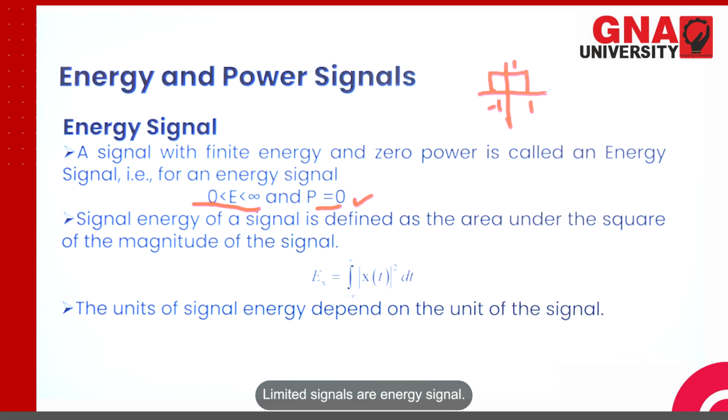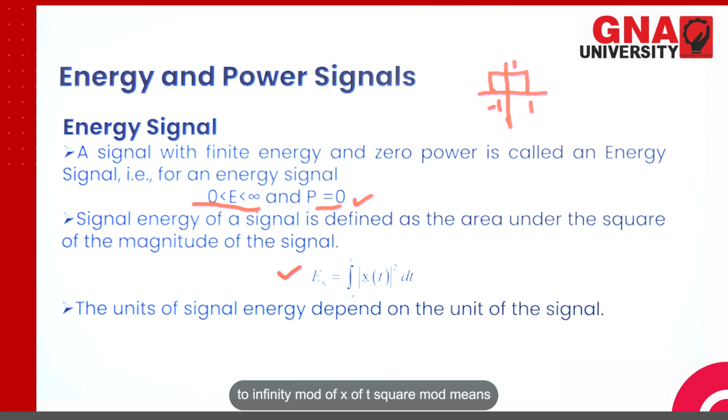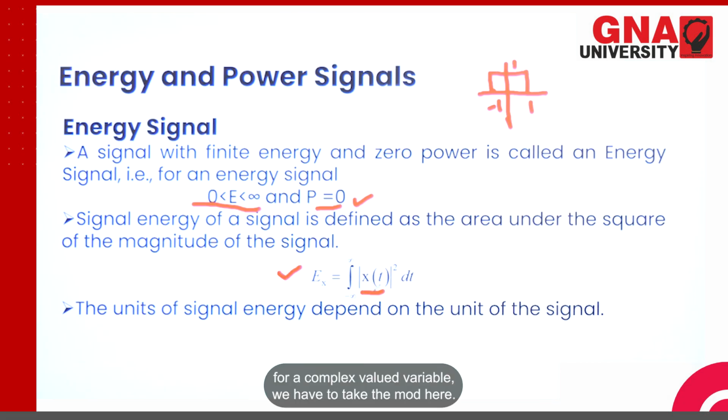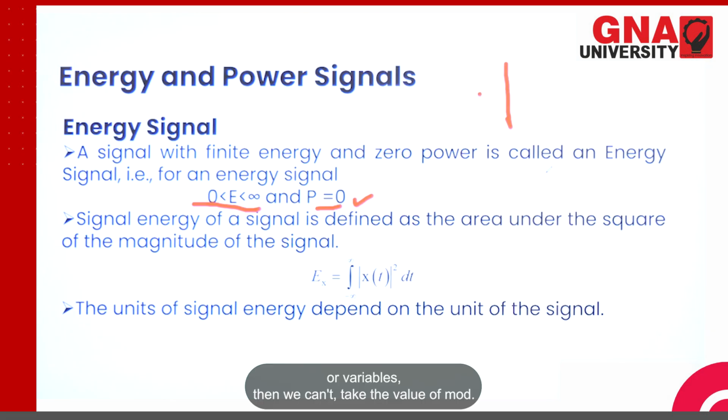All the time limited signals are energy signals. All the non-periodic signals are energy signals, meaning signals which do not repeat themselves after a fixed interval of time. This is the formula of the energy signal: integral from -infinity to infinity of mod of x of t squared dt. Mod is for a complex valued variable, where we have to take the mod. If we have a real valued signal or variable, then we can't take the value of mod.